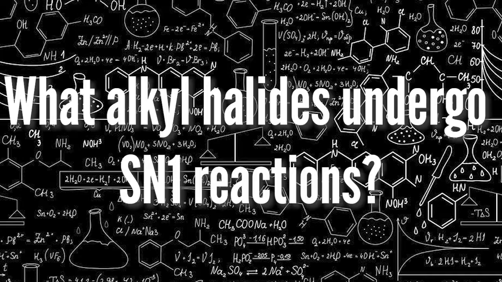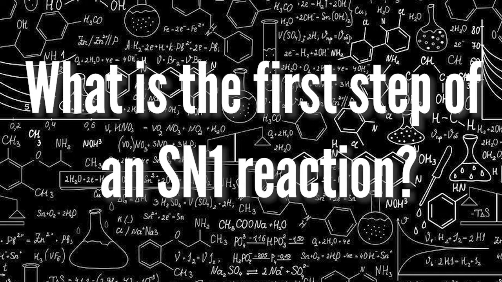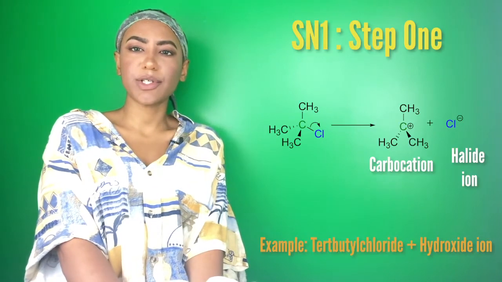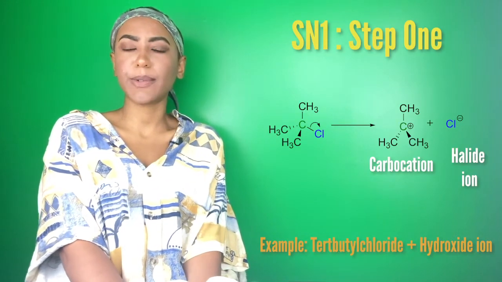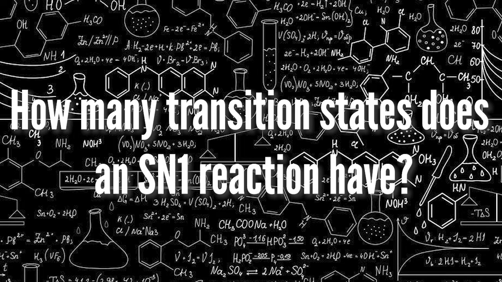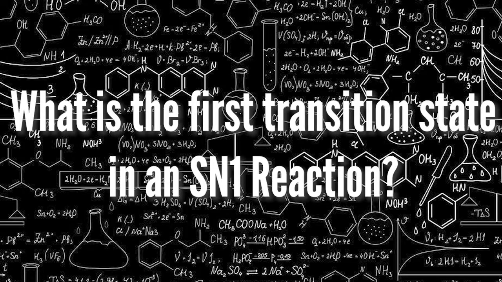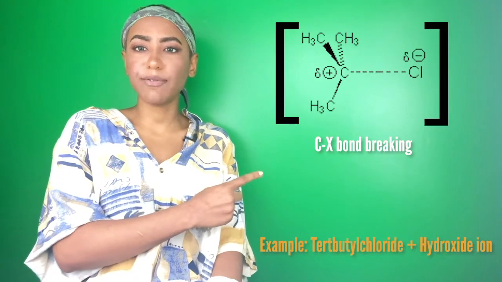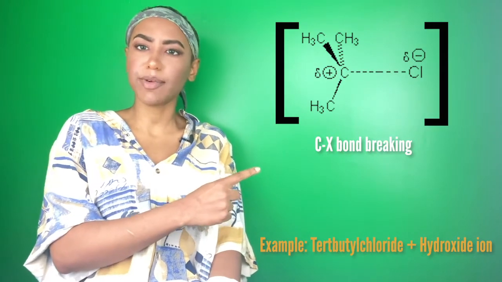Number 19. Which alkyl halides undergo SN1 reactions? Tertiary alkyl halides. Question number 20. What is the first step of an SN1 reaction? The first step of an SN1 reaction is the cleavage of the alkyl halide into a carbocation and a halide ion. 21. How many transition states do SN1 reactions have? 2 transition states. 22. What is the first transition state of an SN1 reaction? This is the first transition state of an SN1 reaction.